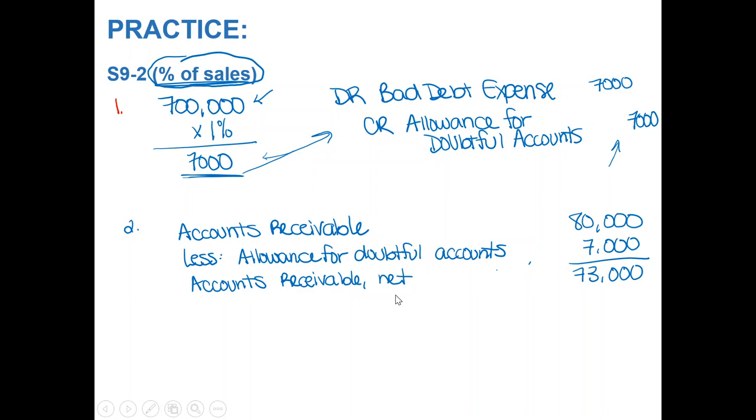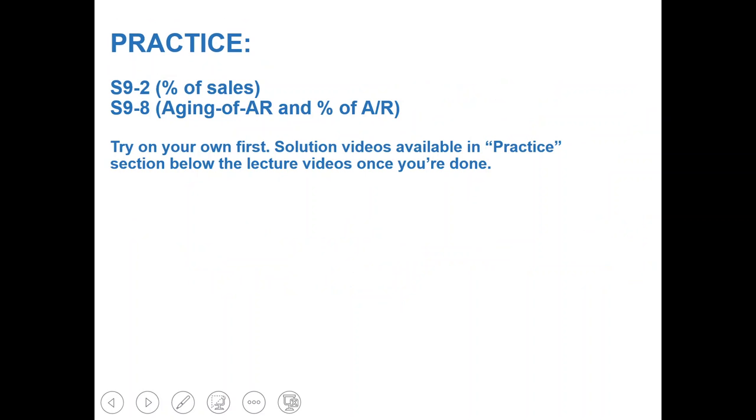Next, you can complete S9-8, and this one will go through the aging of AR and percentage of AR.